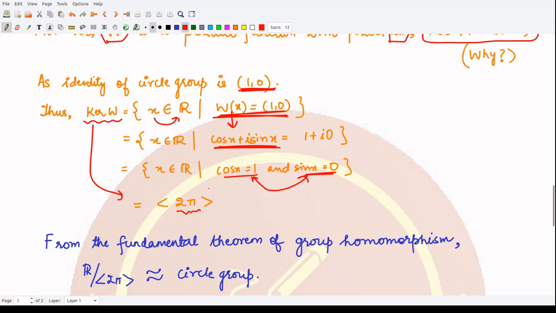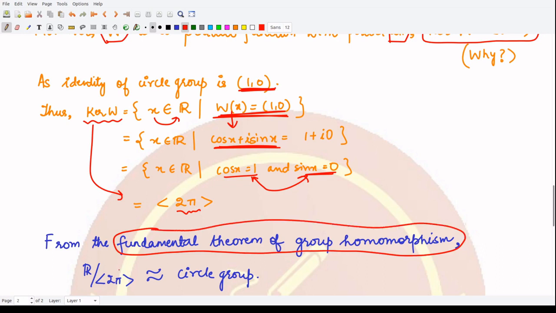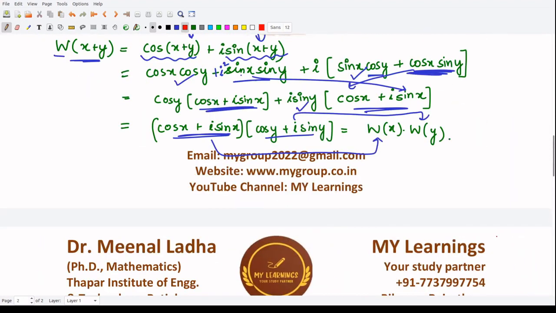Now once you have your kernel and you have a mapping which is a homomorphism, you can apply the fundamental theorem of group homomorphism. According to it, you have the group R, the factor group of R generated by this kernel 2 pi, right? Because you know kernels are normal subgroups. This is isomorphic to the circle group, and this is the result that we obtained by using this fundamental theorem of group homomorphism. So I hope you understood this example well.